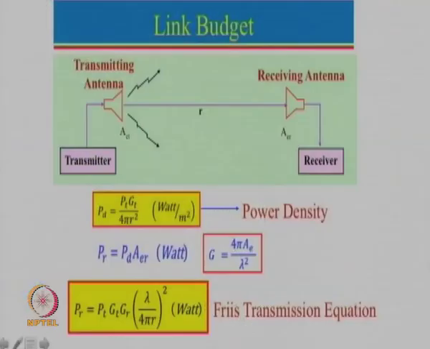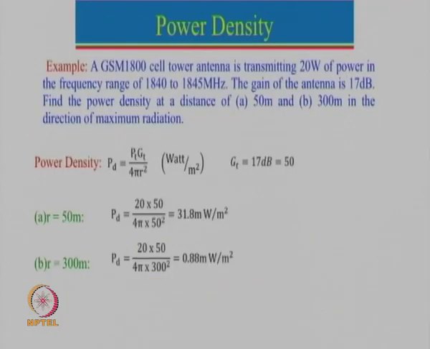So, now let us take an example of how we calculate the power density. I have taken a real life example which is happening in India. Let us take an example of a GSM 1800 cell tower transmitting about 20 watt of power in the frequency range of, let us say, 1840 to 1845. Just to tell you, the GSM 1800 range is from 1810 to 1880 megahertz, but typically an operator might have a bandwidth of 5 megahertz.